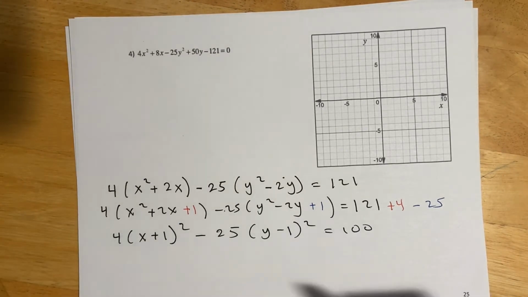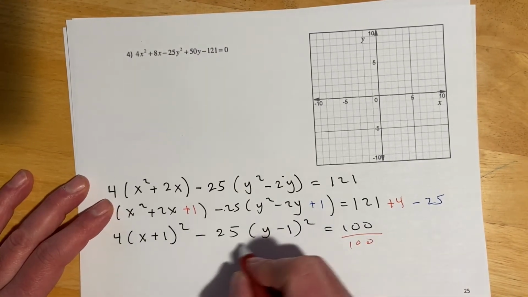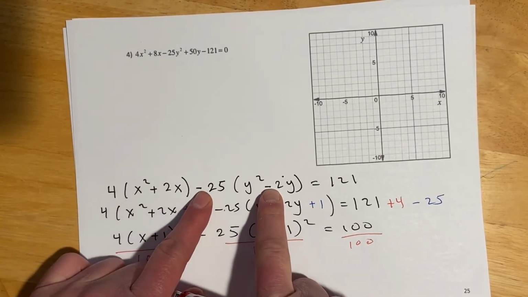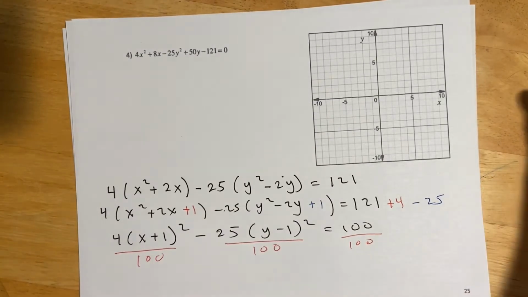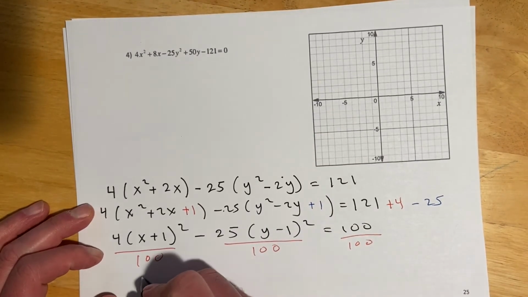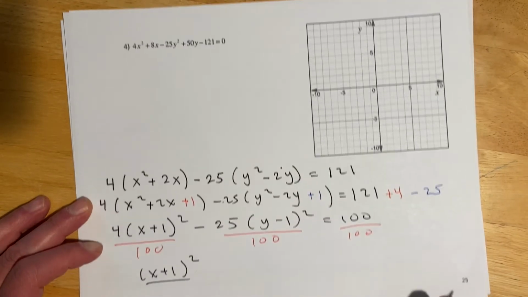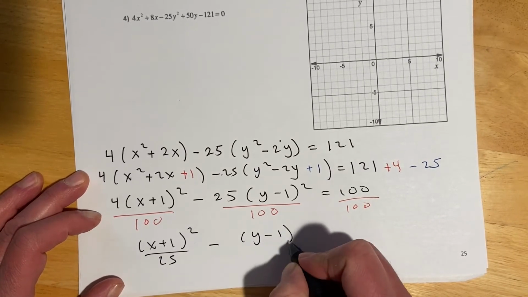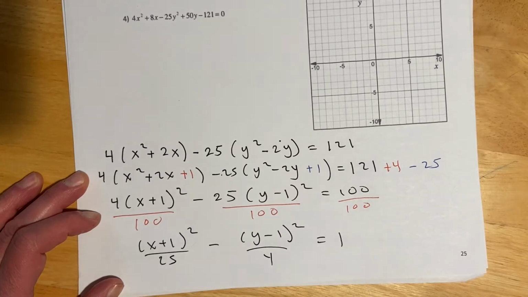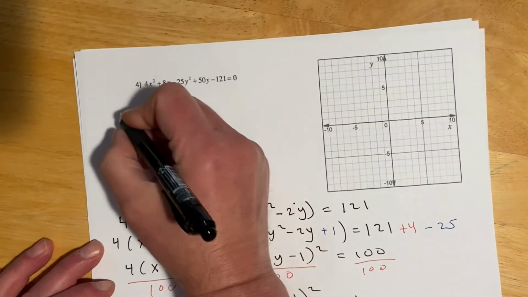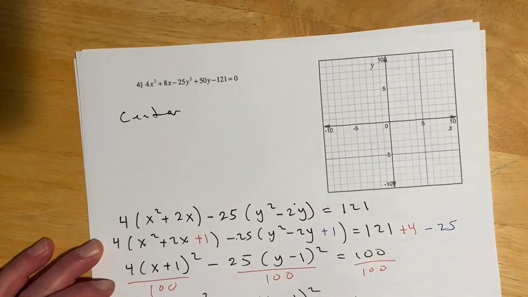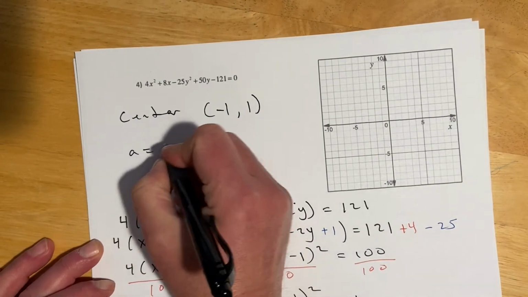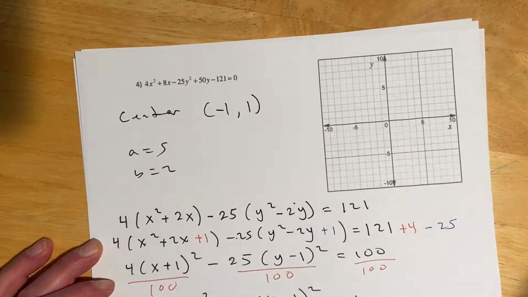And we can divide everything through by the 100 again. So basically same steps as what we saw in the last section. Just we have to be a little extra careful right there when we're factoring out that sign. And so then that gets us to x plus 1 squared over 25 minus y minus 1 squared over 4 equals 1. And so center is going to be at -1, +1. And then A is 5 and B is 2.